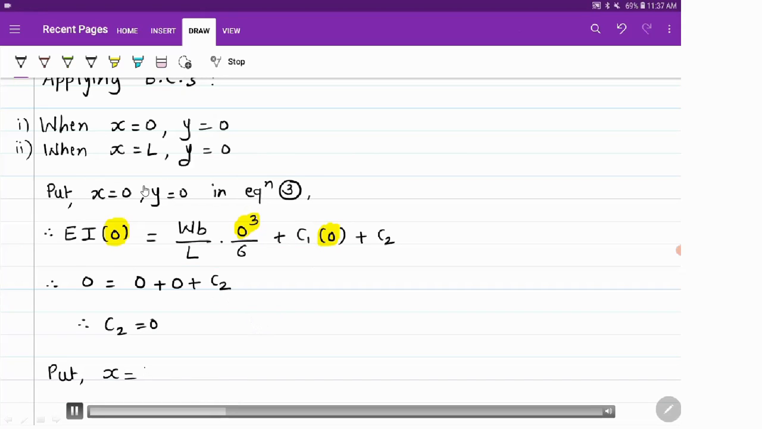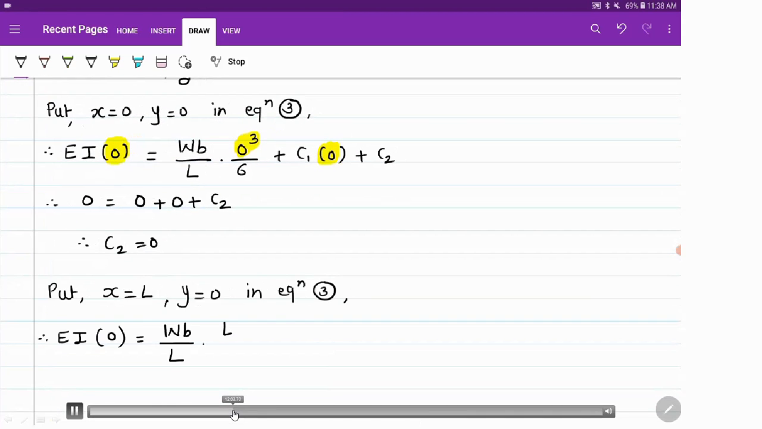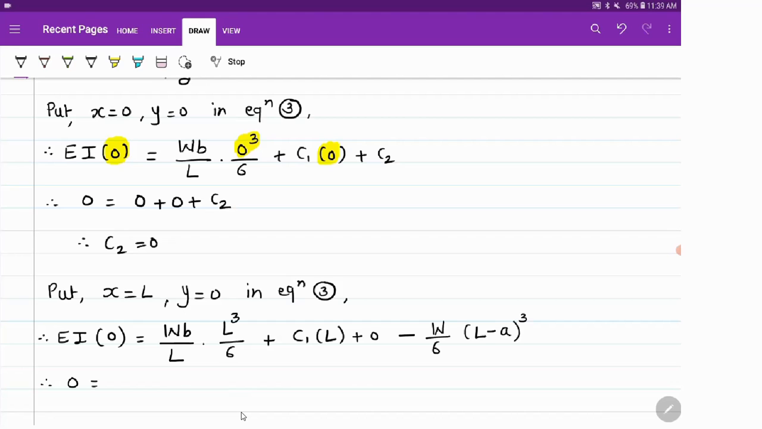Now put x is equal to L and y is equal to 0 in equation 3. So in place of x we have to substitute L, and in place of y we have to substitute 0. So Wb by L into L³ by 6 plus C1L plus 0 minus W by 6 (L minus a)³. Now this is the important part. The left hand side is 0. We have to find out the value of C1 in this particular case. So this is Wb. Now we can cancel out one of the L terms over here, so it will be L² by 6. So it is WbL² upon 6 plus C1L minus W by 6 (L minus a) cubed.